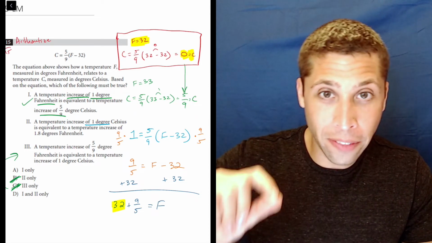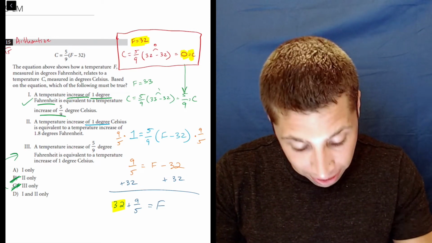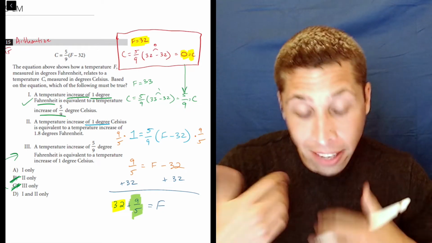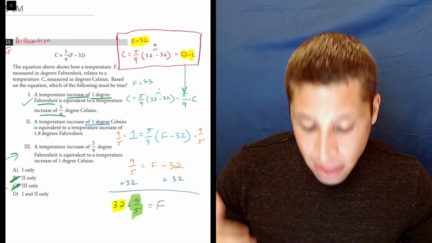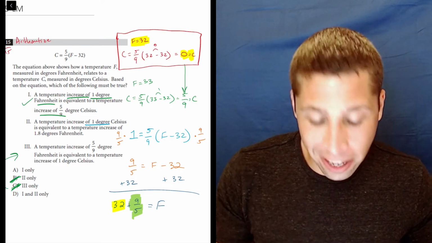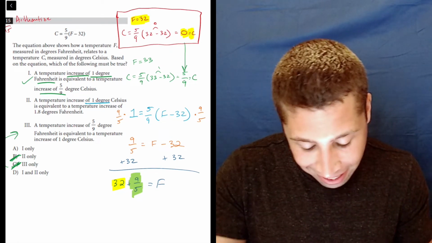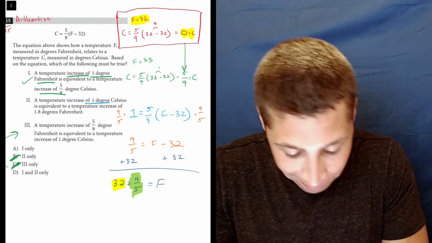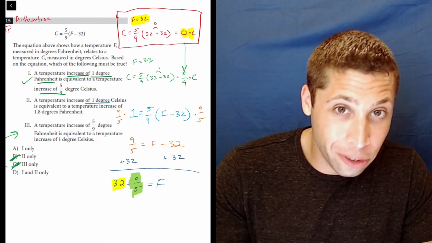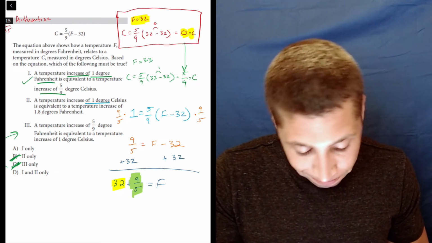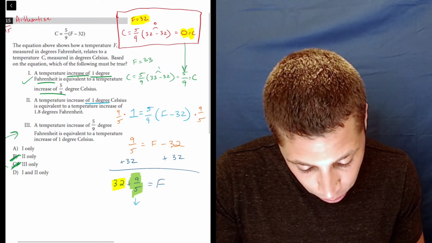So the thing that Roman numeral 2 is really asking about is the increase in the temperature. I have the increase right here, 9/5. So I need to ask myself, is the value 9/5 equivalent to 1.8 degrees or 1.8? I don't know what the best way for most people is going to be here. You might just do the division. There's lots of ways to think about it.